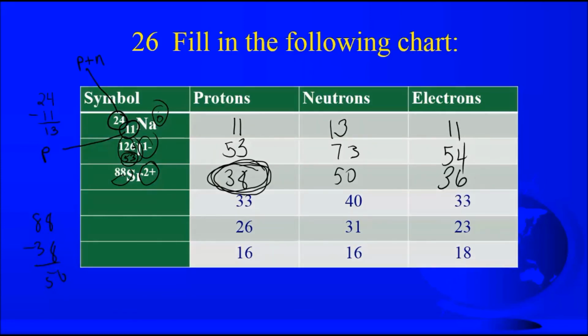If the protons are winning, you have more protons. So how many electrons? You're going to have fewer electrons. If it's plus 3, you have 3 fewer electrons. If it's minus 2, then the electrons are winning. So you're going to have more electrons.